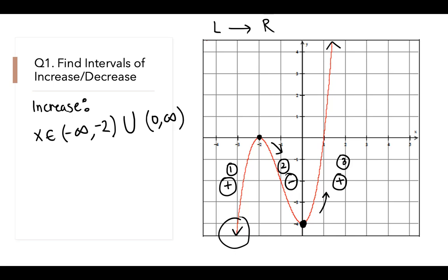That's the intervals of increase. Now, the interval of decrease is section number 2. So it's decreasing from when x is -2 to 0. So the interval of decrease is x belonging to, between -2 and 0. Okay.